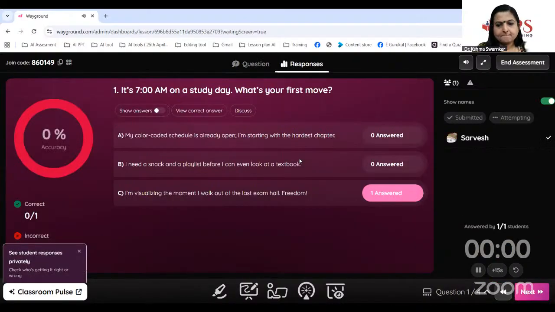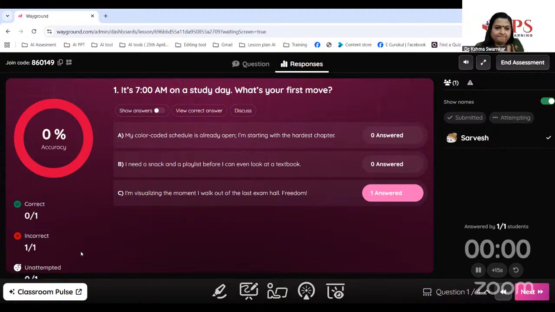If you are not able to join, you can also see the questions on the screen and mention the options in the chat box. We'll give it to ma'am. You can mention if you feel A is the correct answer or B is the correct answer. You can give the options in the chat.